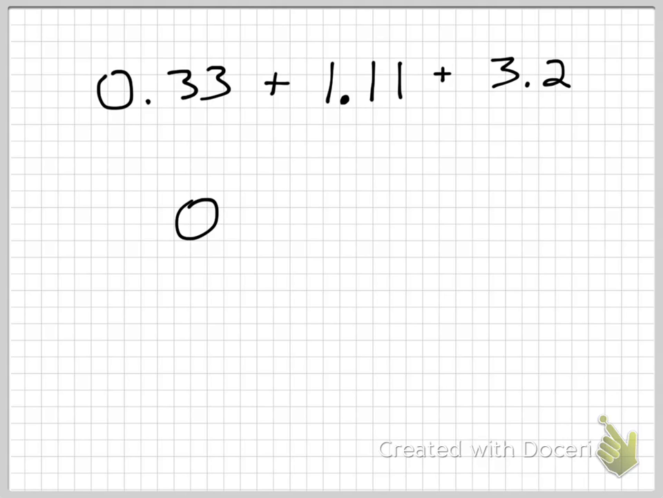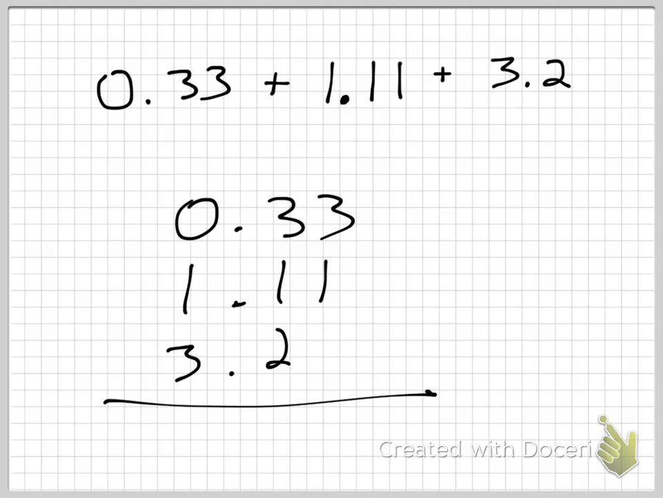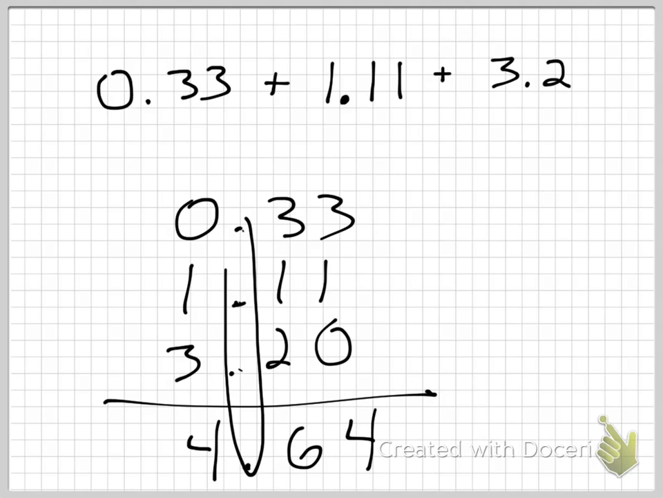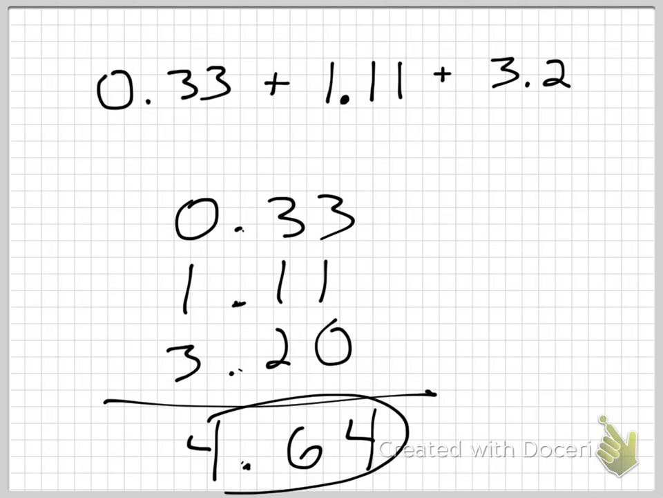So we go 0.33, 1.11, 3.2. Line them up. Should I put anything there? Yeah, you should put a 0. Does it matter? No, it's not. 4, 6, 4, decimal, decimal, decimal, decimal, right? See how they're all lined up here? 4.64 is the answer.